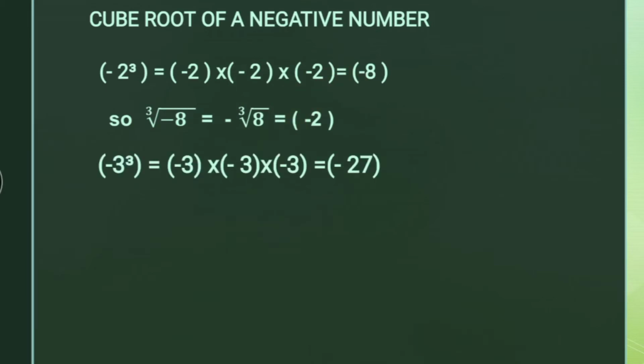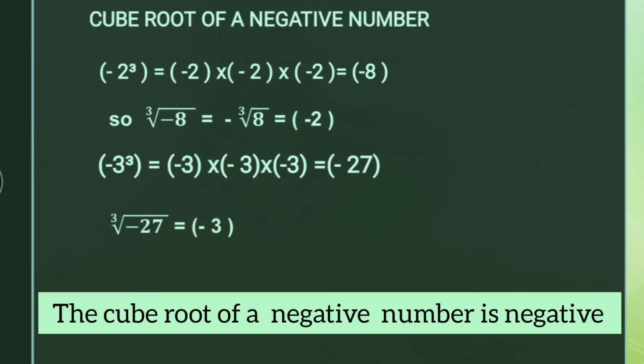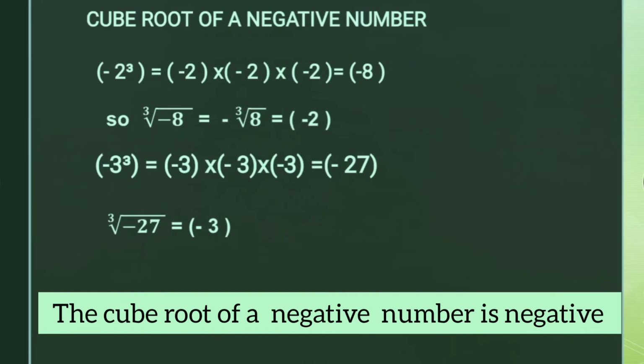Similarly, we know that minus 3 cube is equal to minus 27. So, what is the cube root of minus 27? Yes, the cube root of minus 27 is minus 3. Understood? Hope you will remember that the cube root of negative number is always negative. Got it? Good. Now let's find out cube root using prime factorization method.